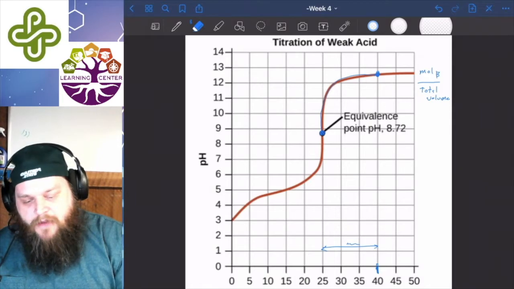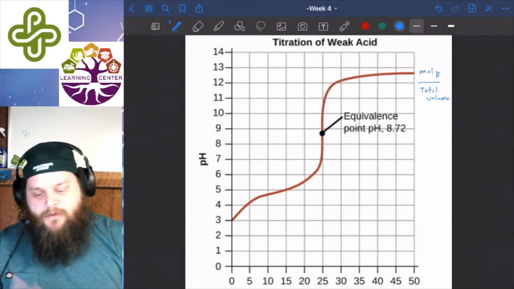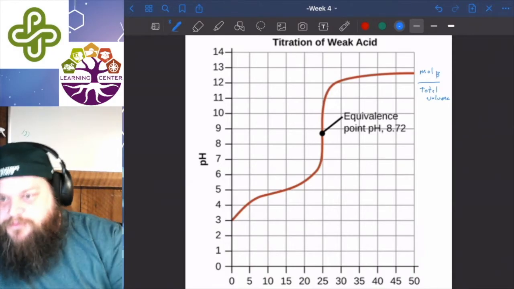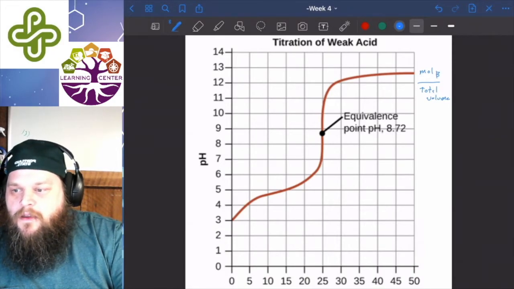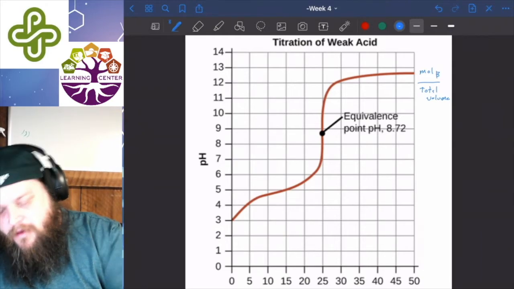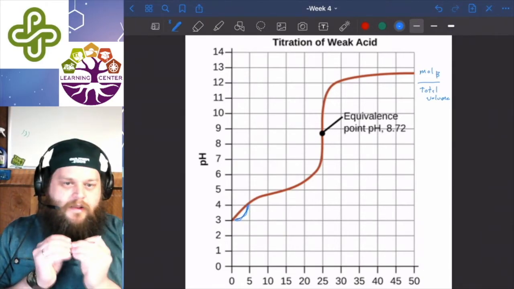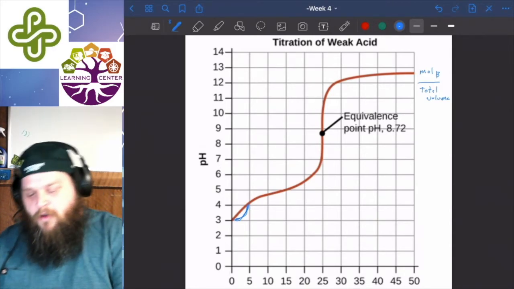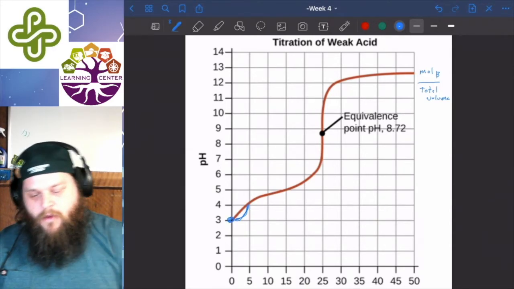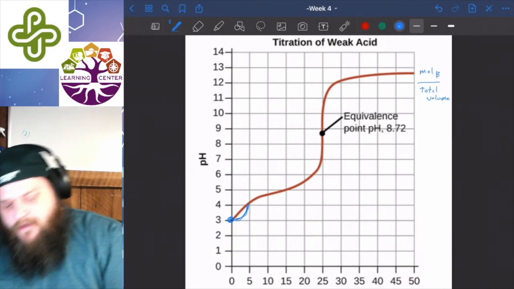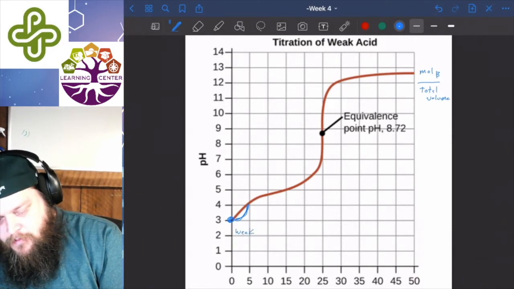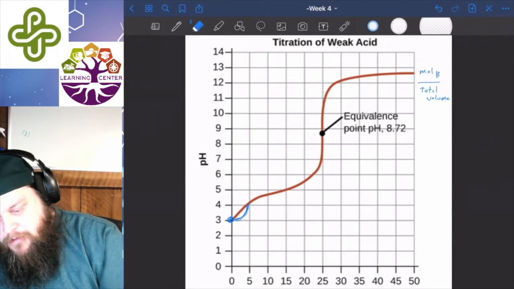So on this graph, I also wanted to talk about when to use each of those types of equations. Initially, before you add anything in here, we have this little region down here. When there's just a little bit of titrant or none at all, like right at the beginning, we can treat that just as the weak acid. Let me write that thicker.